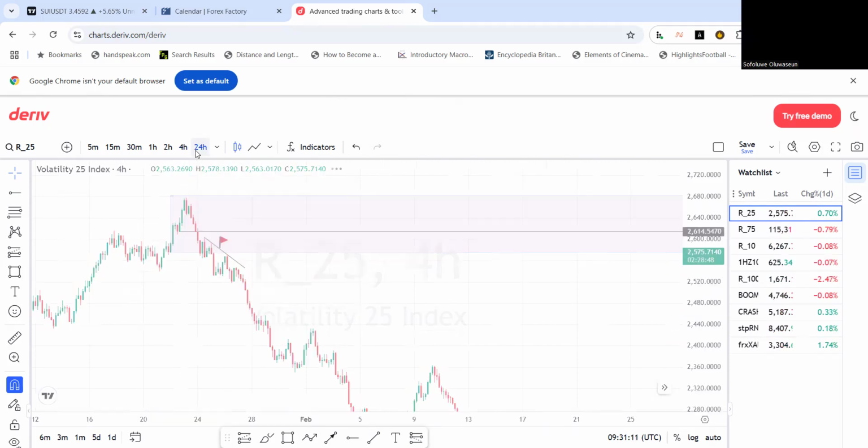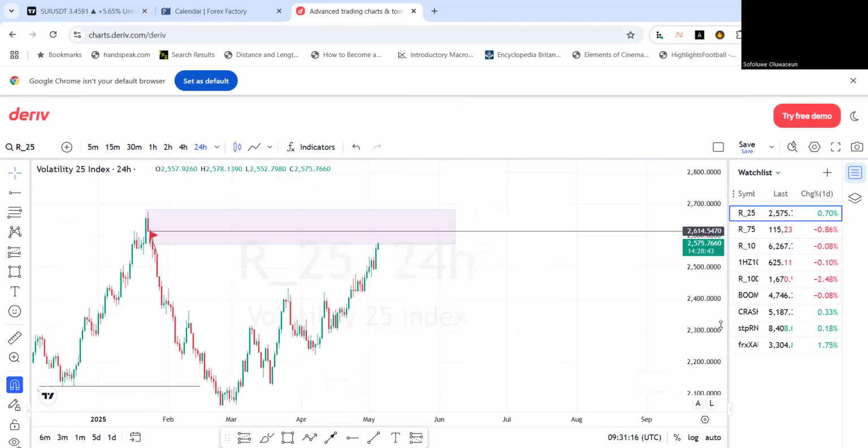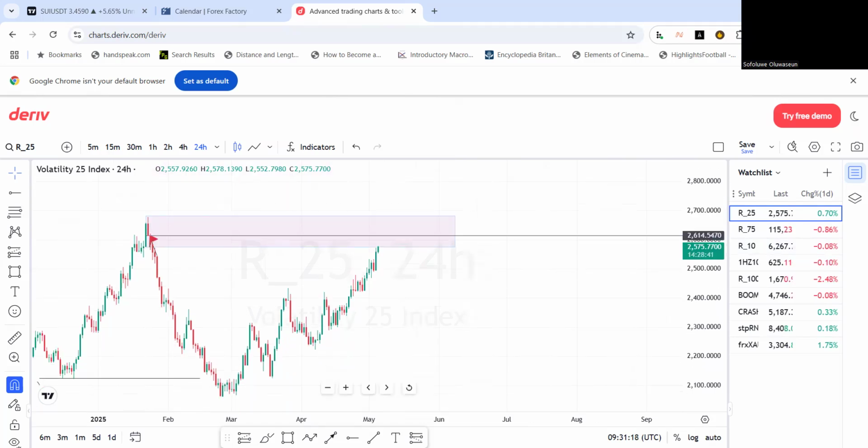So let's go back to our 24 hour time frame. Although I will actually wait for price to come into the zone and redistribute, something like this, enter here, then bring it downward, right? That is what I will be expecting. Wait for price to do something like this before entry.